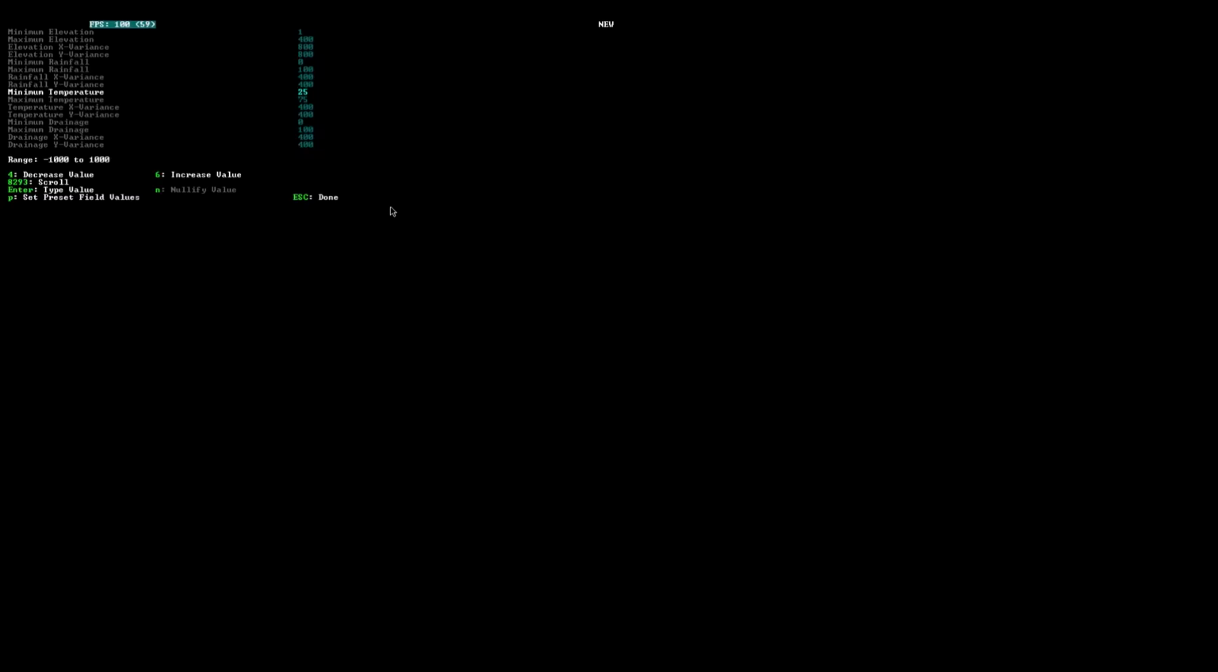But yeah, I mean, we have it set to 25 and 75. I think these are the defaults, so I mean that's hot, I think. So I don't know. It's something to play around with as well. You have minimum and maximum, and also the X and Y variance, which creates the patchwork the higher it goes.